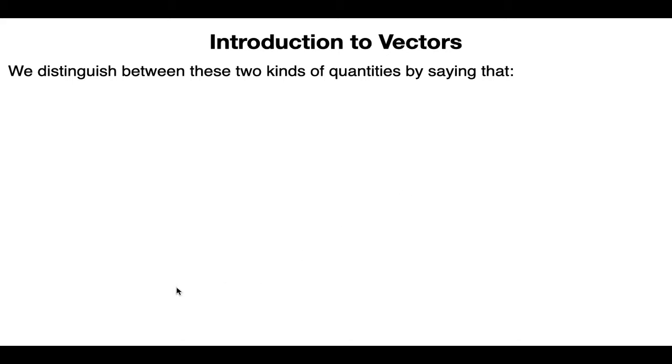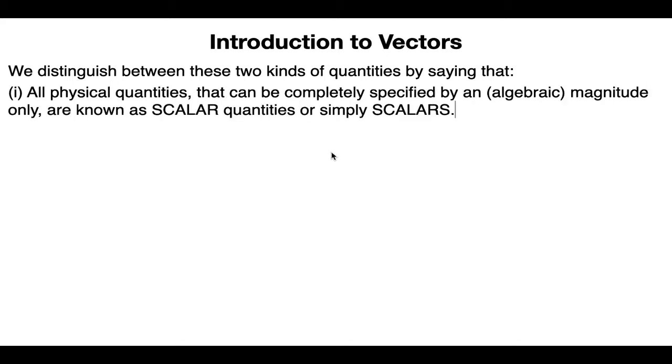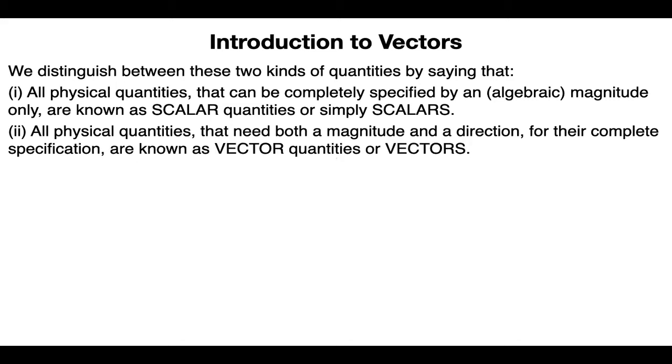Let's now sum up, distinguish between the two kinds of quantities. All physical quantities that can be completely specified by an algebraic magnitude only are called scalar quantities or simply scalars. All quantities that need both a magnitude and a direction for their complete specification are known as vector quantities or vectors. Examples of scalars and vectors, please correct these spellings, SCALAR.